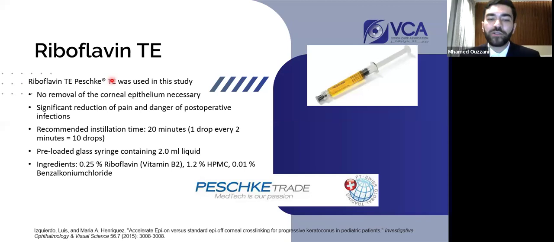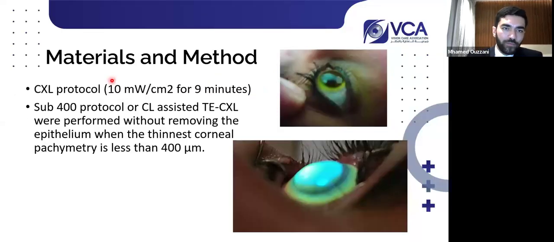For the riboflavin, we used the transepithelial one because in this study we didn't take off the epithelium. It's an epi-on procedure. This type of riboflavin is interesting because we don't need to remove the corneal epithelium, and we have a significant reduction of pain and danger of postoperative infections. And for the protocol, we used the standard protocol of 10 milliwatts for 9 minutes.